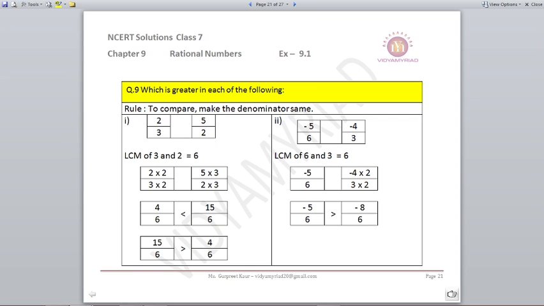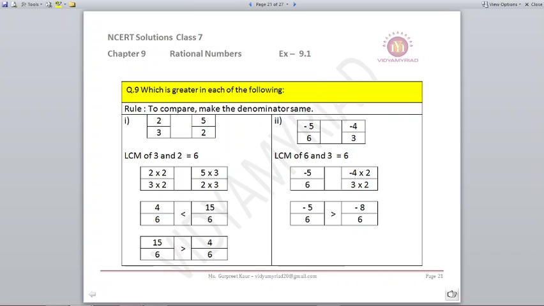Which is greater in each of the following? 2 upon 3 or 5 upon 2. Make the denominator same. LCM will be 6. So the answer is 4 upon 6 and 15 upon 6. Now both are positive, 4 and 15. 15 is far away, 15 is a bigger number. So 15 upon 6 is greater than 4 upon 6.